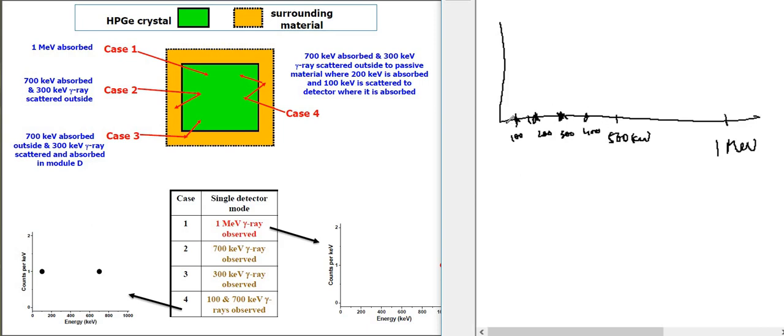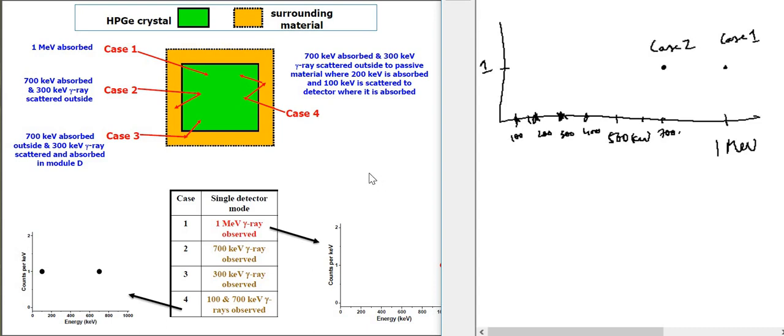Pardon me, my scaling is not quite correct. Anyway, let me give you the idea. For that idea, this is okay, right? So the first case, I am seeing a count over here. This is case 1, right? For the second case, how much is absorbed? 700 kV. So if this is 700 kV, I will observe a count over here. So this is case 2.